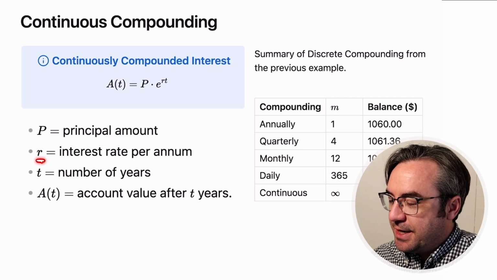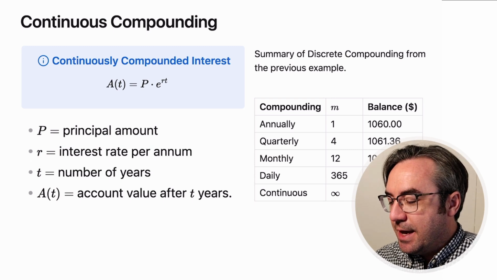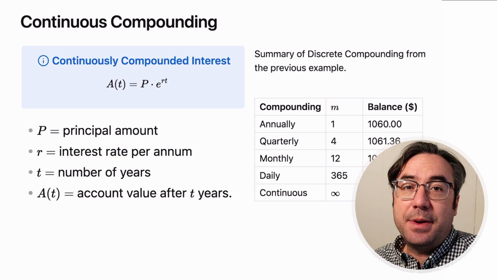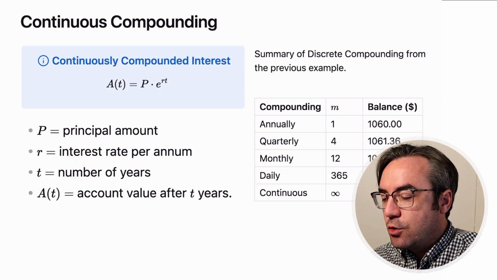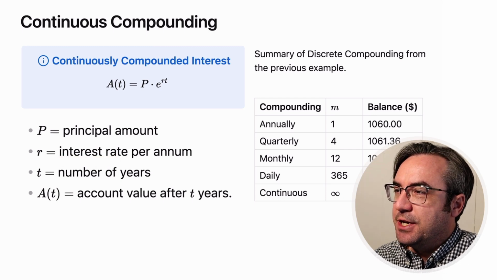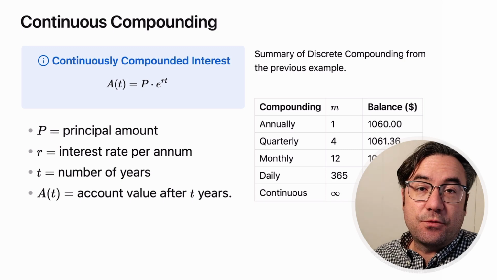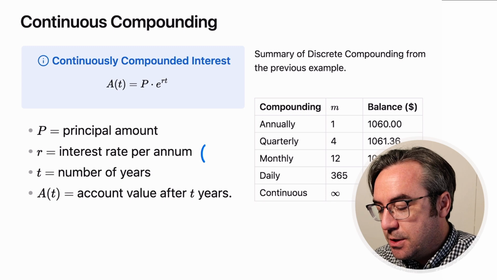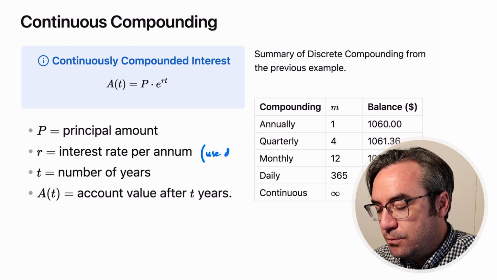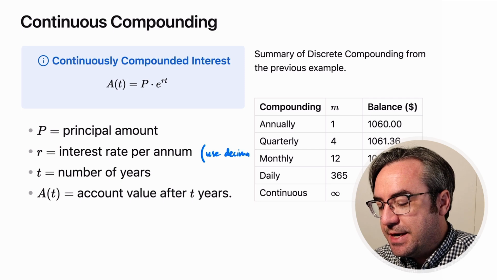The interest rate is r, and this is the interest rate that the bank pays us per year. And normally the interest rate is given as a percentage, and when we use this formula, we have to use the decimal. So just a little note there. We want to make our interest rate a decimal.